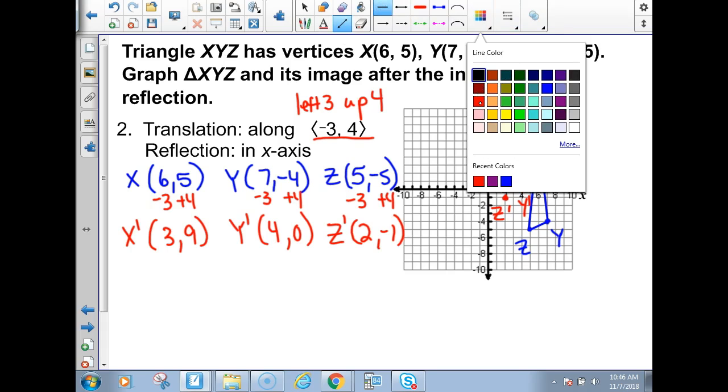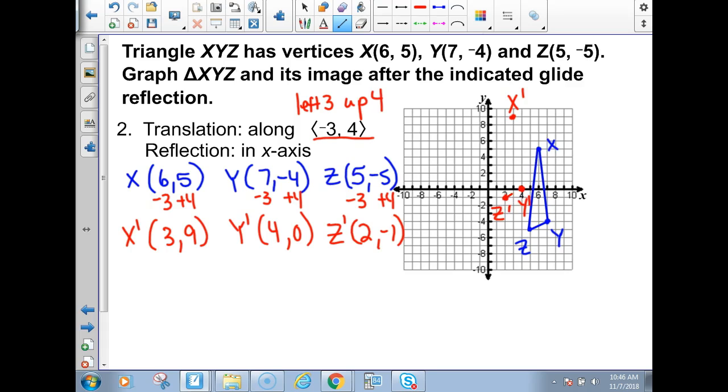Draw the triangle. And make sure everybody's got that drawn before we do the next step.